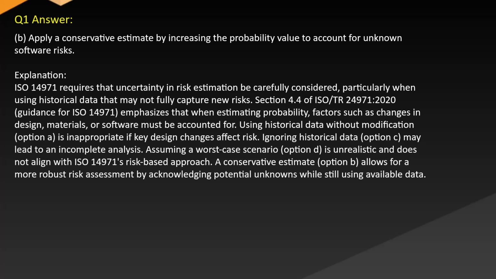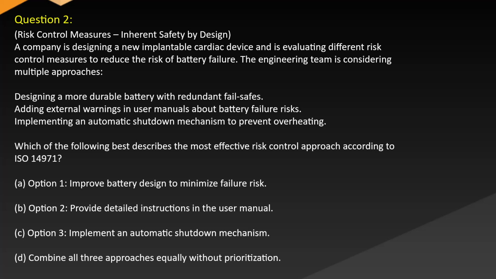Using historical data without modification, option A, is inappropriate if key design changes affect risk. Ignoring historical data, option C, may lead to an incomplete analysis. Assuming a worst-case scenario, option D, is unrealistic and does not align with ISO 14971's risk-based approach. A conservative estimate, option B, allows for a more robust risk assessment by acknowledging potential unknowns while still using available data.